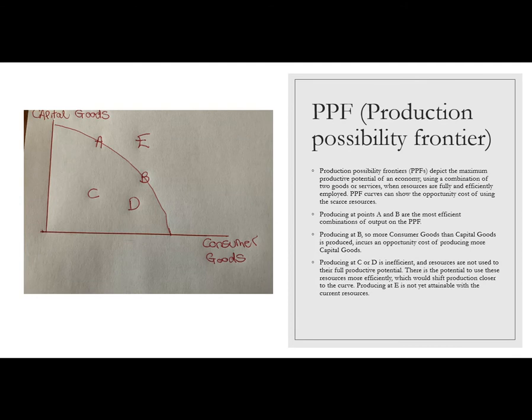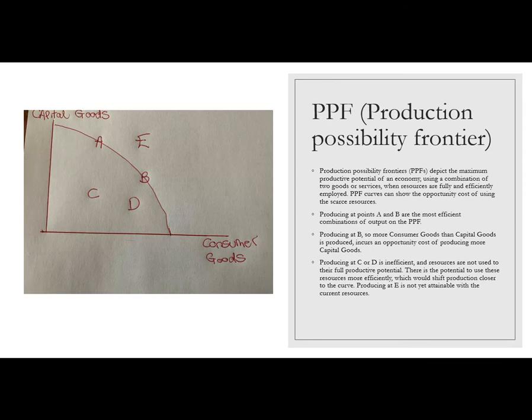So, what is the curve? You'll see on the left-hand side of the page, on the horizontal axis, which is the x-axis, you've got consumer goods, and the y-axis, which is the vertical, is capital goods. And then you have basically a concave shape, and you've got some letters on there, A, B, C, D, and E. Now, if you're producing at points A and B, they are the most efficient combinations of output on the PPF. Now, producing at point B, if we just focus on that, what does that mean?